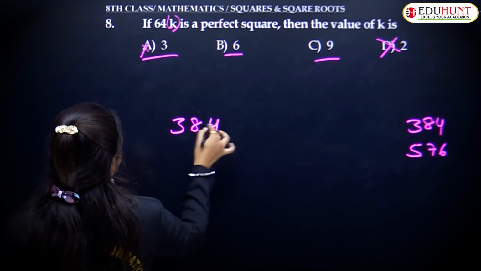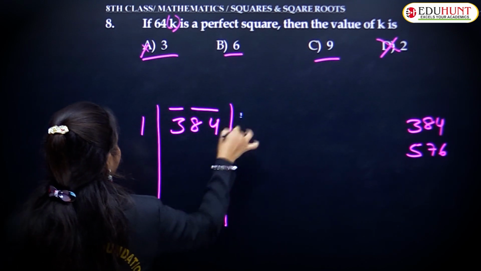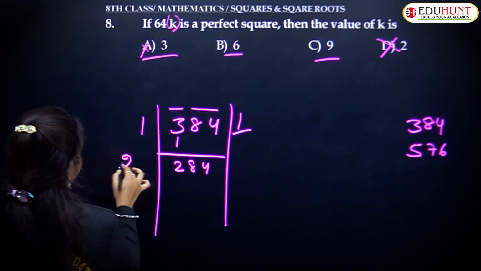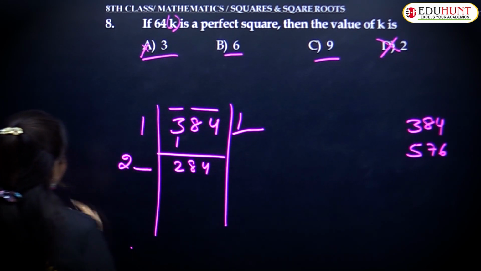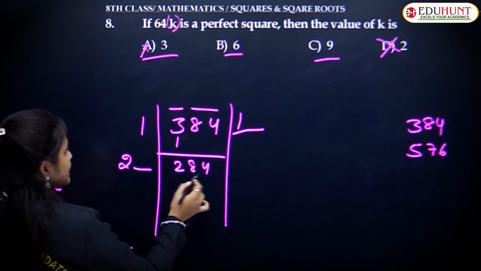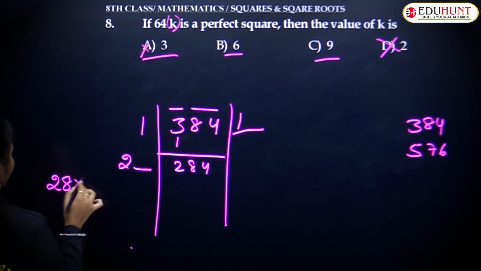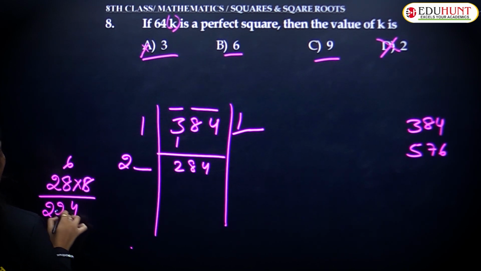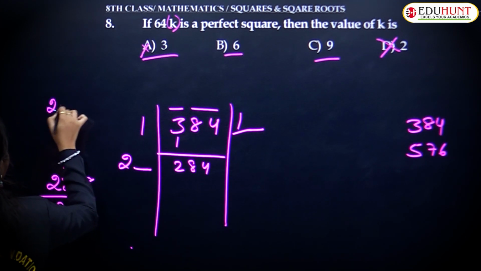Okay. So 1 ones are 1, and here 284. The double of 1 is 2. So which number satisfies here? 2 into something is 84. It is ending with 4, so mostly 28 into 8. 8 8s are 64. 8 2s are 16. 16 plus 6 is 22. 224. Okay. Is there any other number?